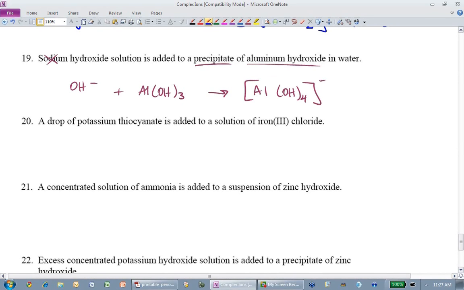Alright, then what? A drop of potassium thiocyanate, that's SCN minus. Potassium's going to be a spectator. Is added to a solution of iron 3 chloride. So I simply have what takes place in that equilibrium lab. I have SCN minus plus the iron 3 ion.